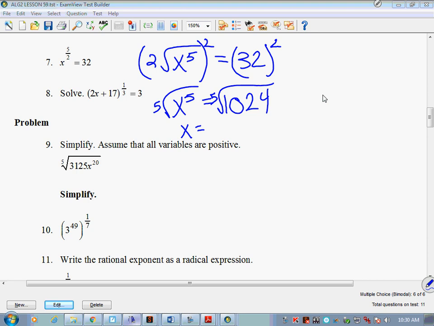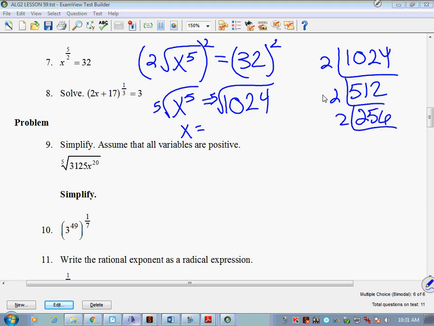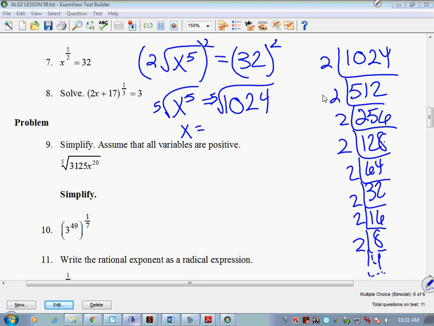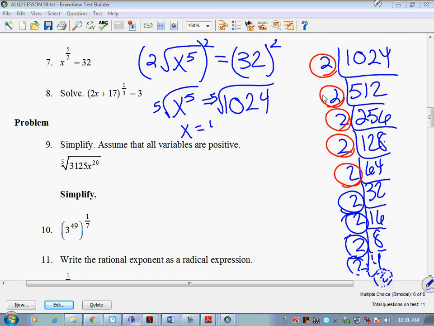So what we want to do is take 1024 and break it down. What is 1024 divided by 2? 512. 512 divided by 2 is 256, then 128, 64, 32, 16, 8, 4, 2. So 1, 2, 3, 4, 5. So how many 2's can I take out? 2. What's 2 times 2? 4. x equals 4.